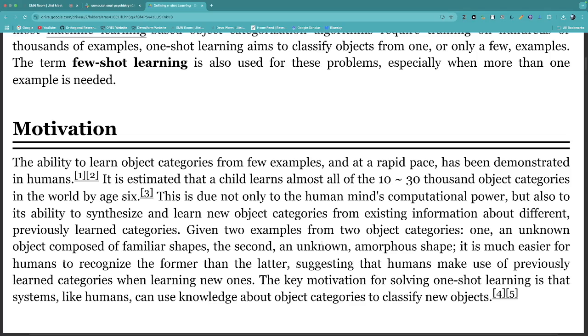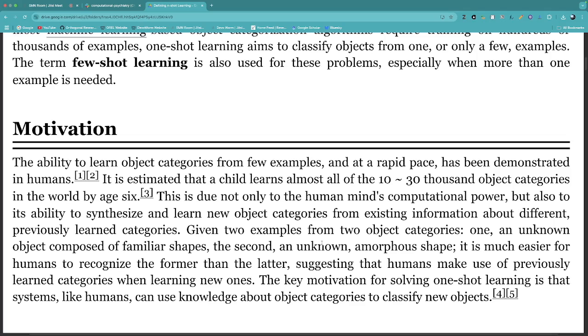So it is much easier for humans to recognize the former than the latter, suggesting that humans make use of previously learned categories when learning new ones. So this is about category learning, where you have objects, they have familiar attributes. Those features then can generalize in terms of knowing what features are combined in what way, and then expanding that semantic space or that category space to new things.